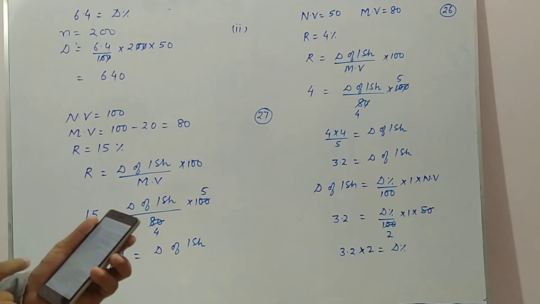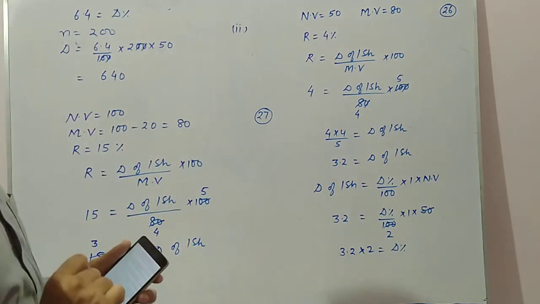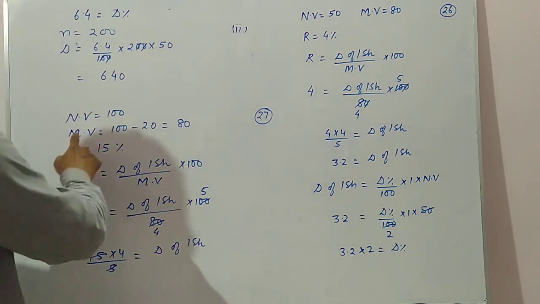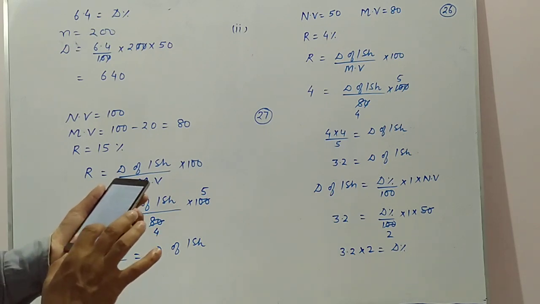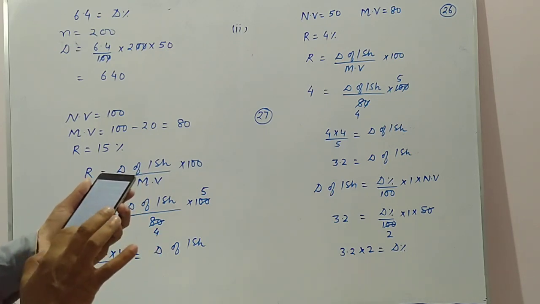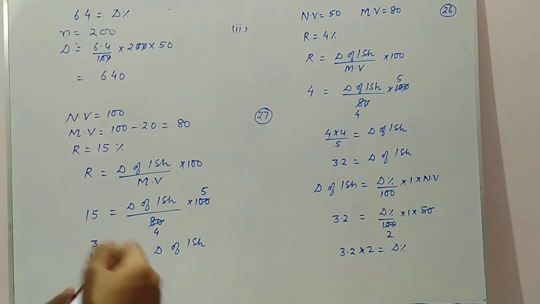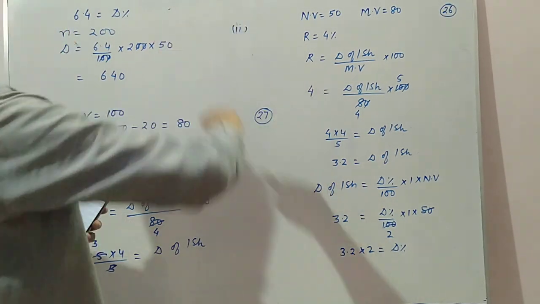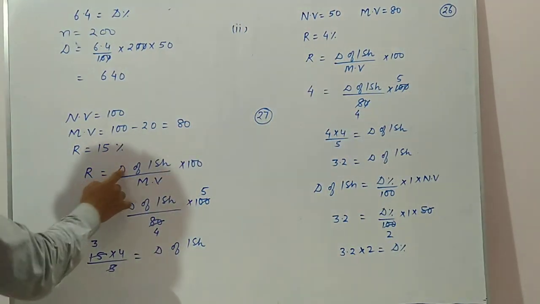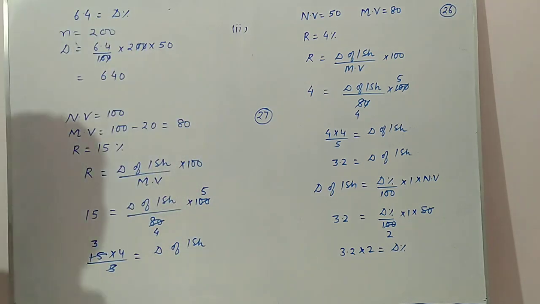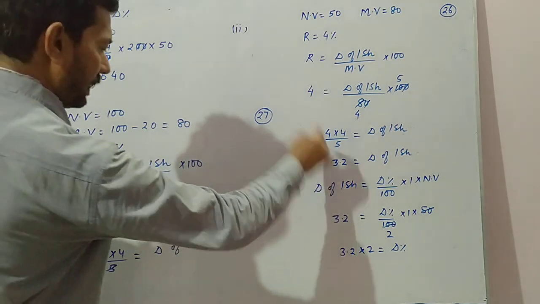Question number 27. It is also similar to question number 26. 100 rupees shares of a company are sold at a discount of 20. 100 rupees shares means the nominal value is 100. Sold at a discount of 20, the market value is 100 minus 20, that is 80. Rate of interest is 15%. We have to find the rate of dividend, that is the dividend percent. Again, as we have determined here, R equals dividend of one share by market value into 100. R is 15%, and dividend of one share we have to find out.